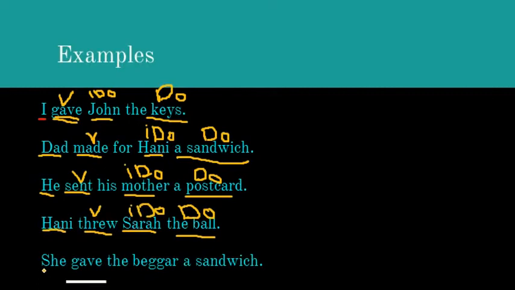Next example, she gave the beggar a sandwich. Now pronoun she is subject. Let's find action verb. Gave is action verb because it shows action. Now step 2, ask gave what? A sandwich. So sandwich is direct object. Step 3, who or what receives it? The beggar. Therefore, the beggar is indirect object.